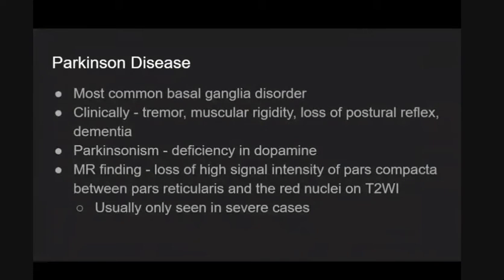So for Parkinson disease, it's the most common basal ganglia disorder. Clinically, the patients present with tremors, rigidity, and loss of postural reflexes. So MR findings for these patients show a loss of high signal intensity in the pars compacta between the pars reticularis and the red nuclei on T2-weighted imaging. But this finding is usually only seen in severe cases.